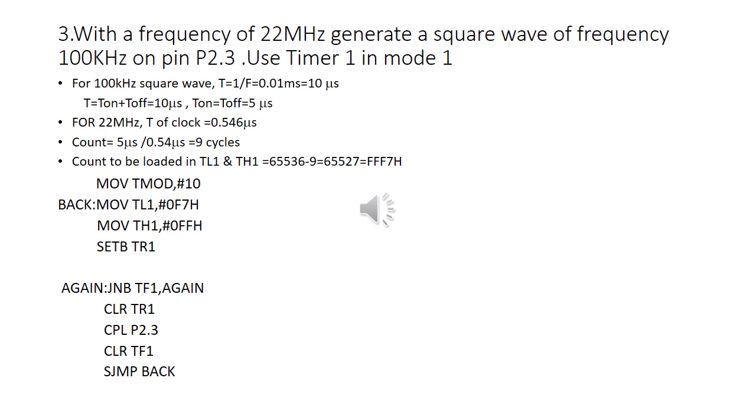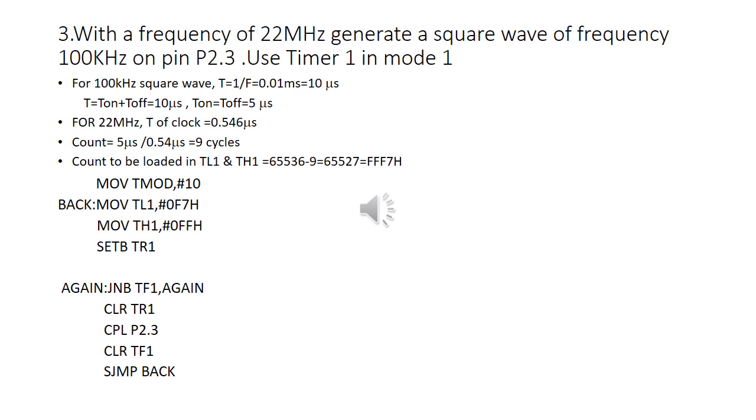So next you should stop the timer by using the CLR TR1 instruction. Next you should complement P2.3. Initially P2.3 can be in the logic high state or in the logic low state. Since you should generate a square wave, there should be an equal on period along with the off period. So you should complement P2.3. Then you should clear this timer 1 overflow flag in order to repeat the same process. After that, SJMP to back.